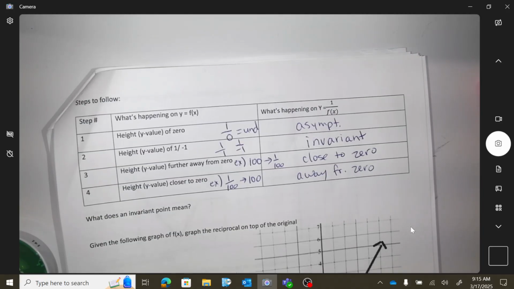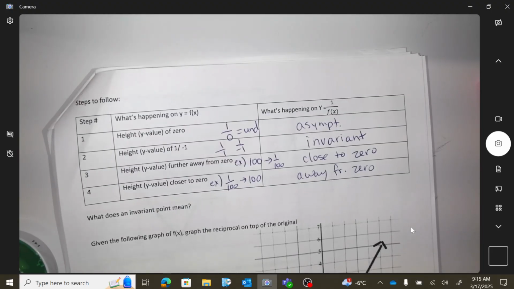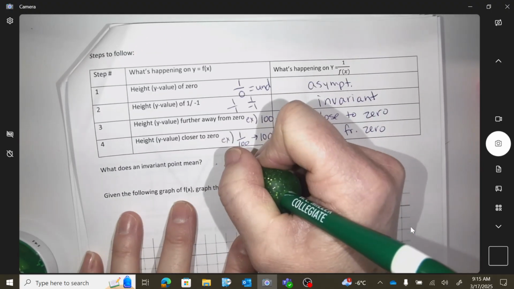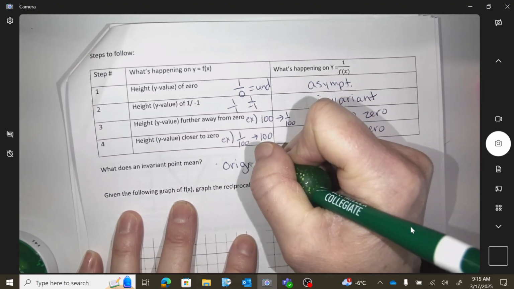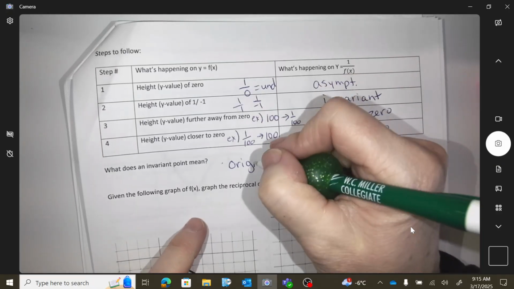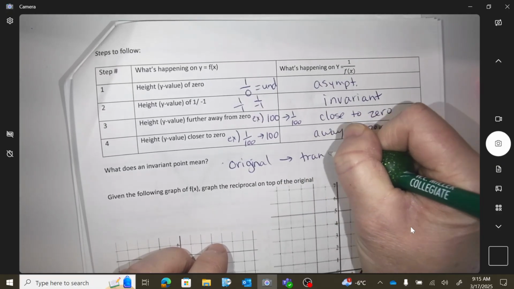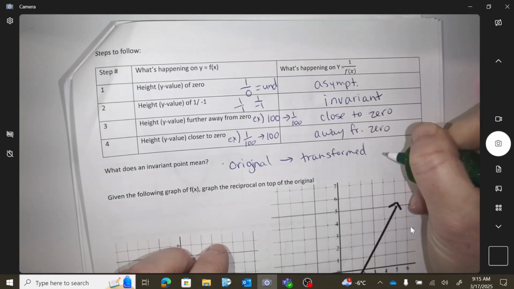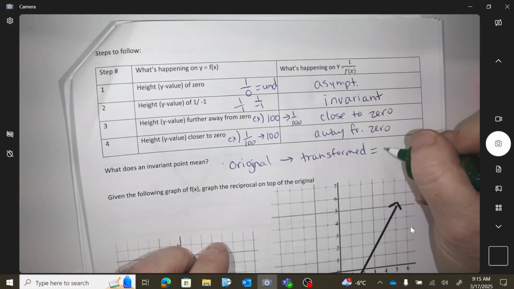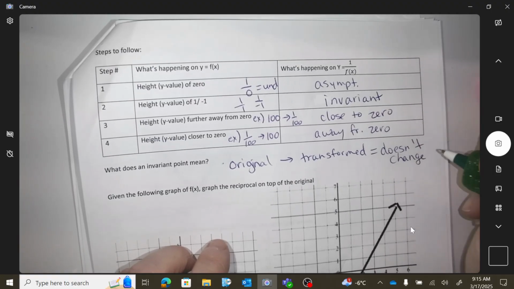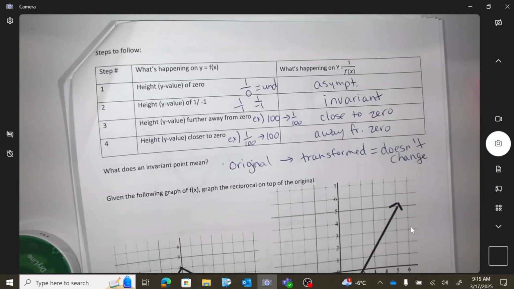Never change positives and negatives. That's not what this is. Sometimes I get people who do that. That's not what this is. What does an invariant point mean? From the original to the transformed graph, it doesn't change. A point that's on the original, and then it goes to the transformed graph, it's not even going to move.